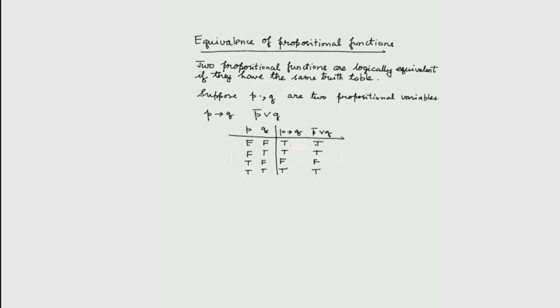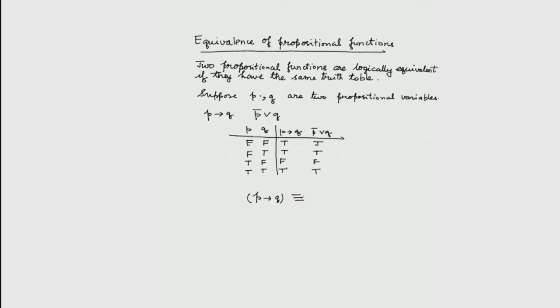Therefore, we see that P implies Q and not of P or Q both have the same truth table. Therefore, these two statements are equivalent. We write equivalent statements as P implying Q, equivalent to, that is, we write three parallel straight lines, not of P or Q. Further, we observe another point. If we consider the biconditional between these two equivalent statements, that is P implying Q biconditional not of P or Q, we will see that this will be always true.